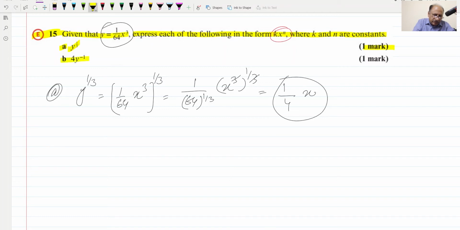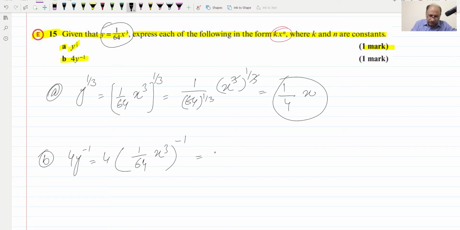And b part says 4y raised to the power minus 1. B part we can write here 4y raised to the power minus 1, 4 as it is, y raised to the power minus 1. We can replace the values, and this is the value of y, and now we can multiply it by 4. When we multiply this by 4, y is this one, and raised to the power minus 1 also we have to take.